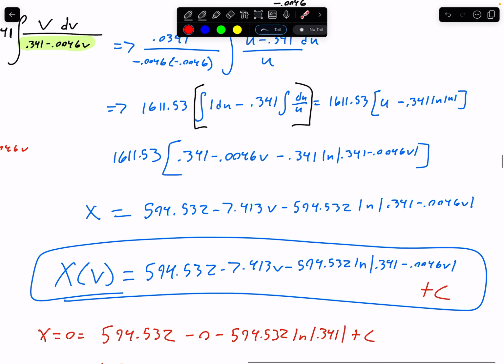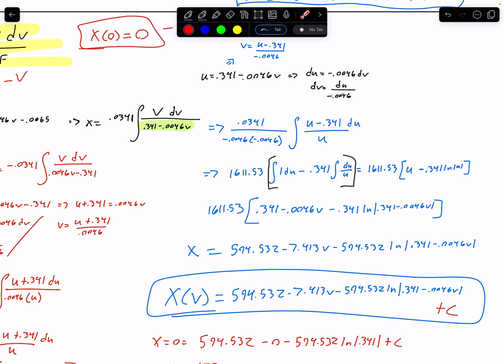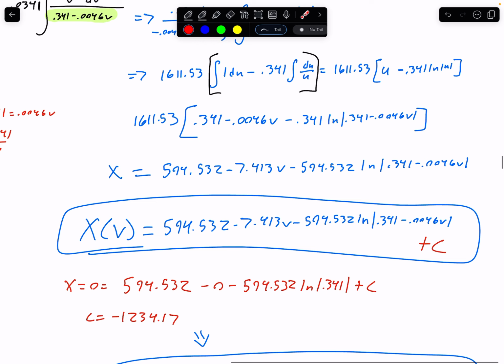And then resub in our u value, our u equals 0.341 minus 0.0046v, and we get x equals 594.532 minus 7.413v minus 594.532 times the natural log of 0.341 minus 0.0046v. It's also important to note, this value right here also determines our terminal velocity, because this cannot be negative. We do have the absolute value from afterwards, but with normal brackets that can't be negative.